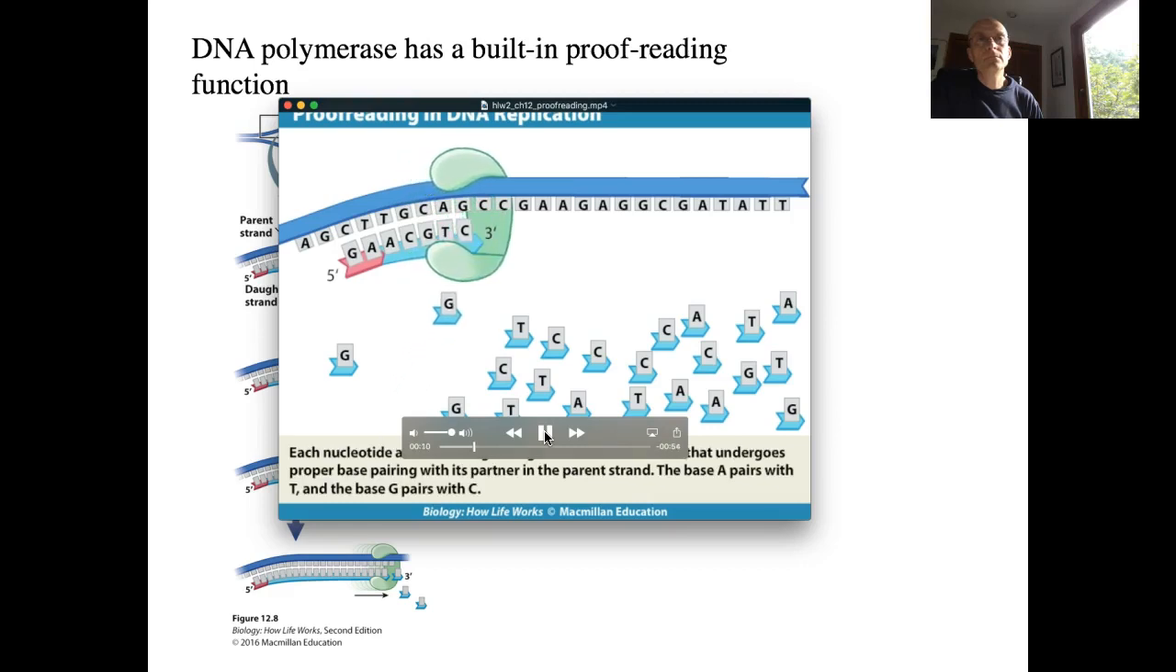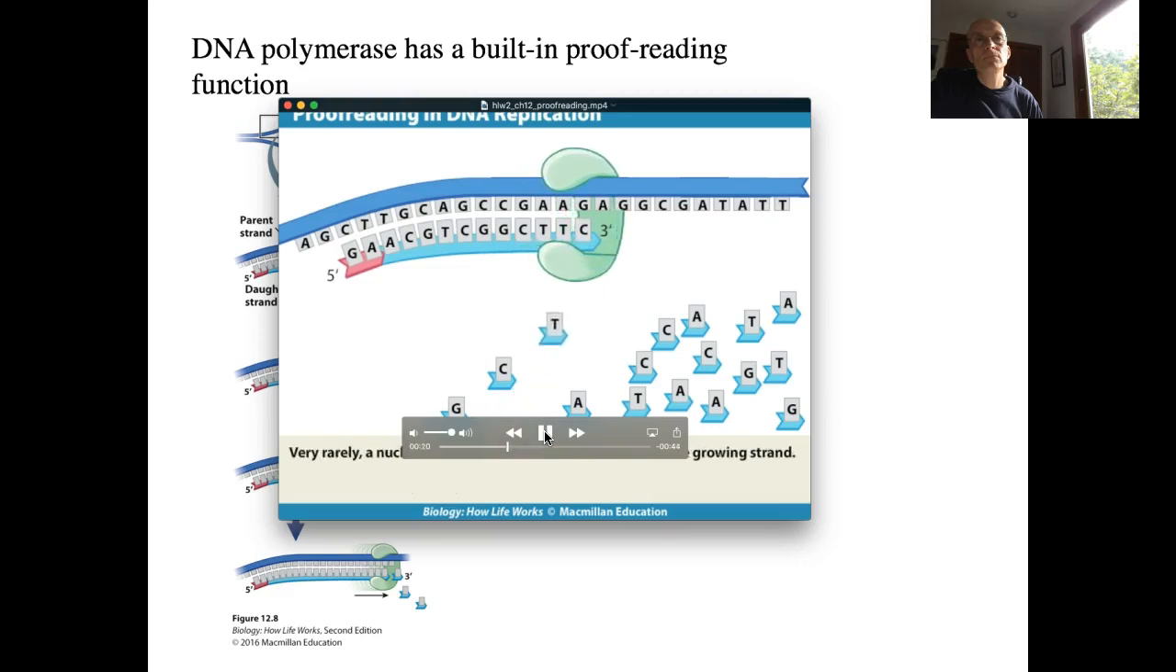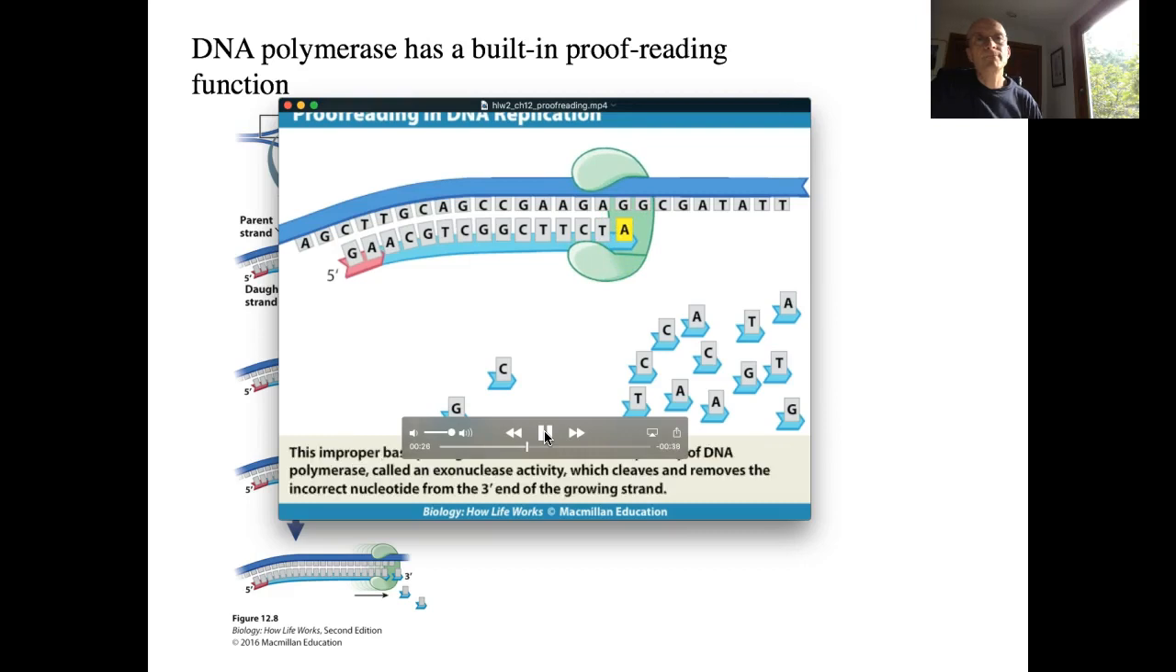Each nucleotide added to the growing strand contains a base that undergoes proper base pairing with its partner in the parent strand. The base A pairs with T, and the base G pairs with C. Very rarely, a nucleotide with an incorrect base is added to the growing strand. This improper base pairing activates an alternative capability of DNA polymerase called an exonuclease activity, which cleaves and removes the incorrect nucleotide from the 3' end of the growing strand.